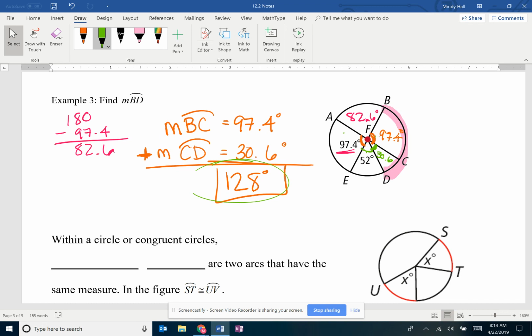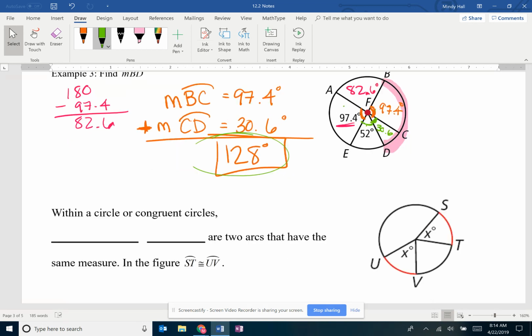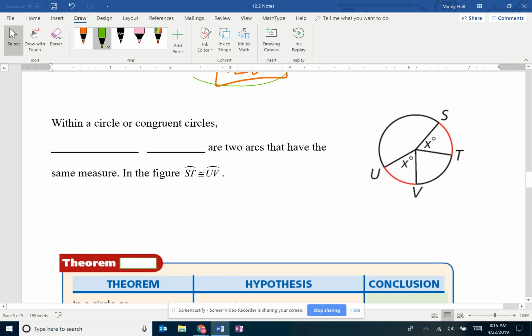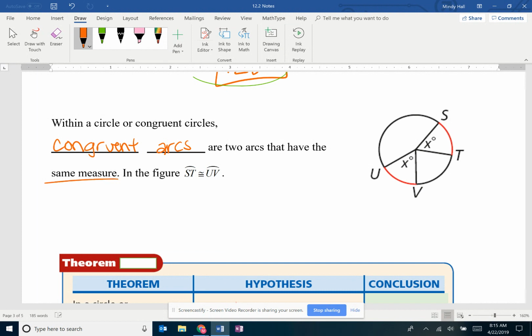So within a circle or congruent circles, congruent arcs are two arcs that have the same measure. So in the figure, arc ST is congruent to arc UV. And you notice that both of their central angles are x degrees. So these arcs are going to be the same as well. Okay.